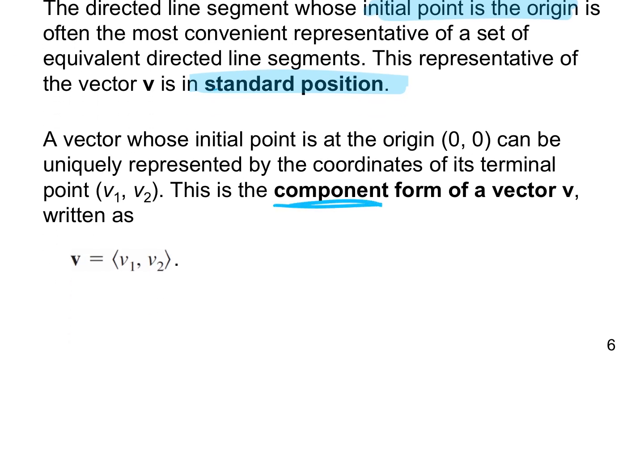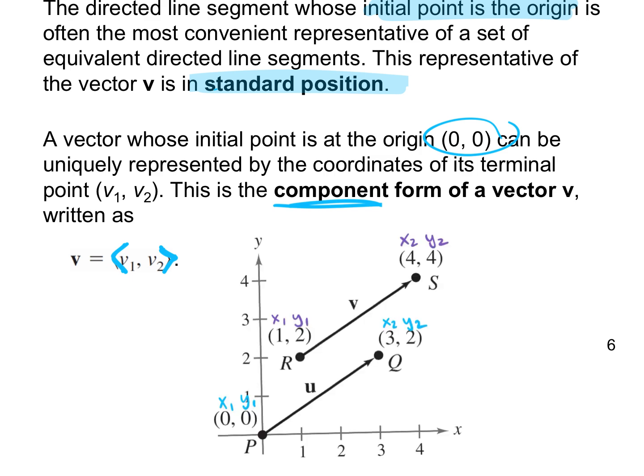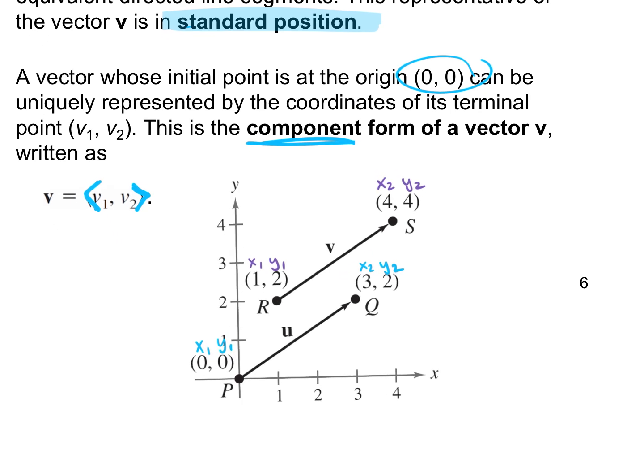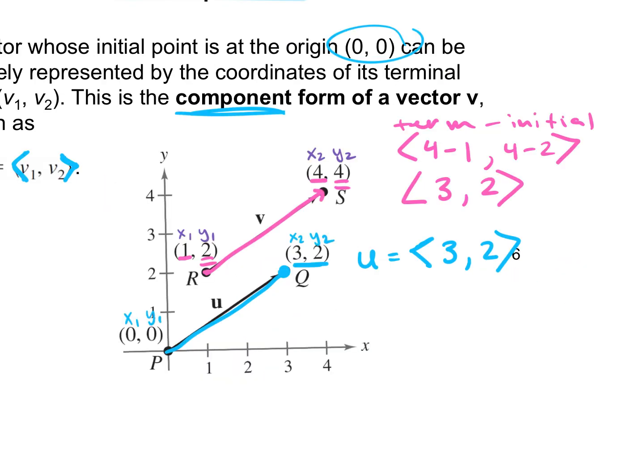Component form, we write with the brackets here, these arrow-shaped brackets. So notice the difference between the brackets that we put on component form versus just a normal point. If it has normal parentheses, you're talking about a point. If it's got the brackets, we're talking about a vector. Since vector u is in standard position, it starts at 0, 0. Where it ends would be our component form. So vector u in component form, with the little arrow brackets, would be 3, 2. For component form, it's always terminal minus initial.